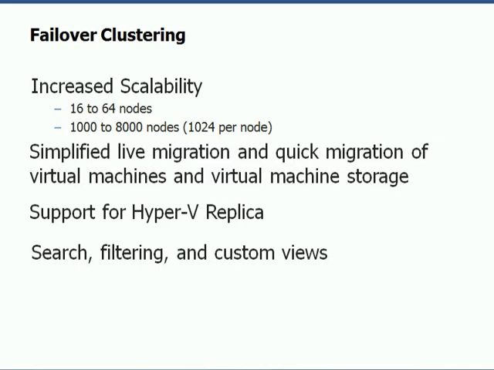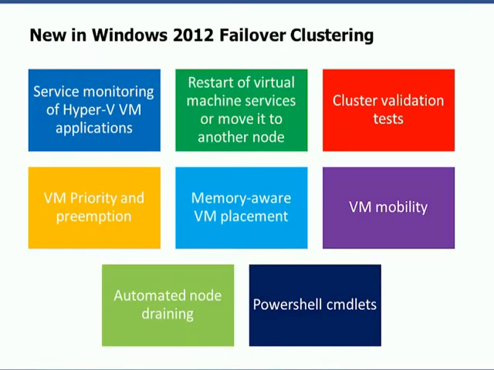Server 2012 offers simplified live migration and quick migration of virtual machines and virtual machine storage. There's now support for Hyper-V replica. Search, filtering, and custom views are now available when you go in and configure failover clustering. Other new features you'll find in Windows Server 2012 failover clustering are service monitoring of Hyper-V virtual machine applications. That's the applications inside the Hyper-V virtual machines, for example, Exchange or SQL or SharePoint. Now you can restart virtual machine services or even move them to another node if there is a failure.